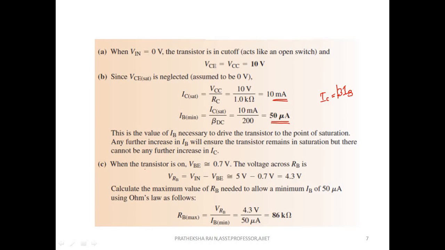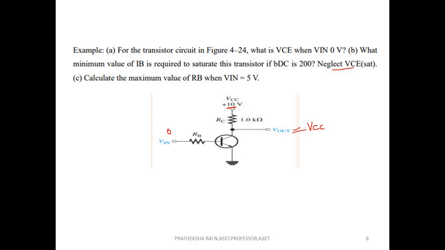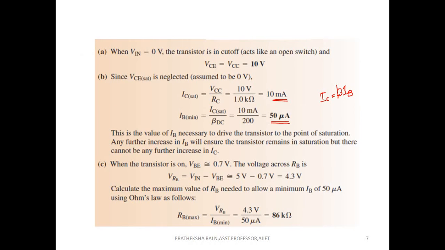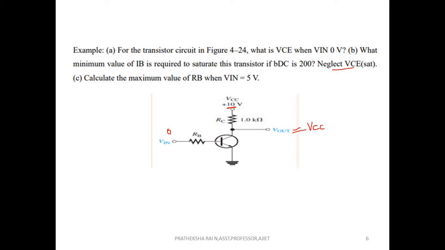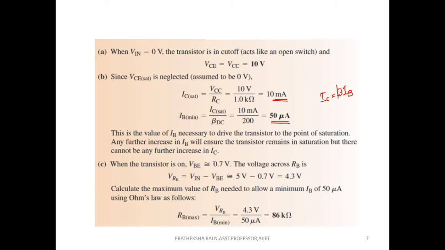Next question, part C: calculate the maximum value of RB when V in is 5 volts. V in is 5 volts means the transistor is in the on state. We know that VBE, for the diode to conduct, needs a small knee voltage drop, and usually for a silicon diode it is 0.7 volts. So when the transistor is on, VBE is 0.7 volts.